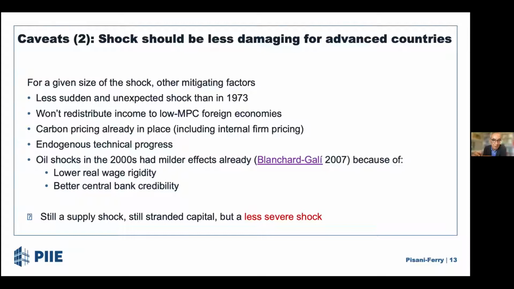There's already carbon pricing in some parts of the private sector. We have this endogenous technical progress that has already been set in motion. And also, from a strictly macro standpoint, the research, for example, by Blanchard and Galí 10 years ago showed that the ability of advanced economies to weather the shock was much better in the 2000s than in the 70s, controlling for the size of the shock, in part because of lower real wage rigidity and in part because of the policy reaction. So it's still a supply shock, but perhaps a less severe one than what the numbers would suggest.